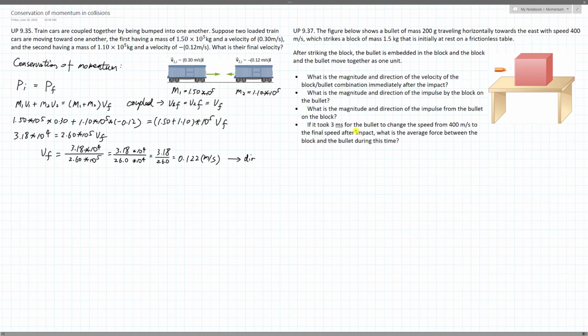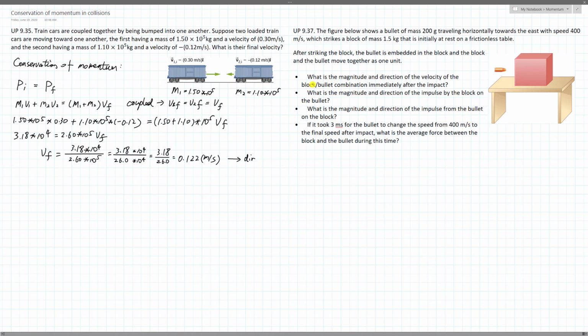Okay, so here are the question parts. After striking the block, the bullet is embedded in the block, and the bullet and block move together as one unit. So this is very similar to the two train cars, except that their masses are very different from each other. A 200-gram bullet is very, very rare. I've read about bullets and their speeds. The 400 meters per second is pretty common, but 200 grams? Typical bullets are only in grams. So this is a very high-speed, heavy projectile. In reality, it would probably destroy the block, but that's for the calculation's sake. Let's say the block is not destroyed. All right.